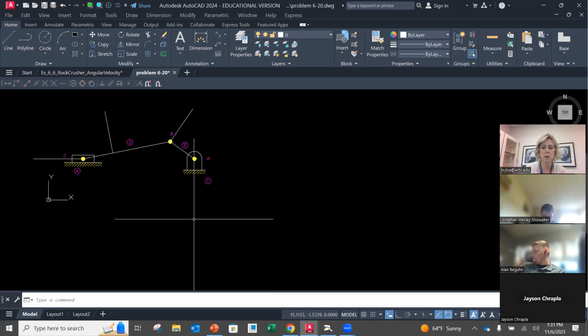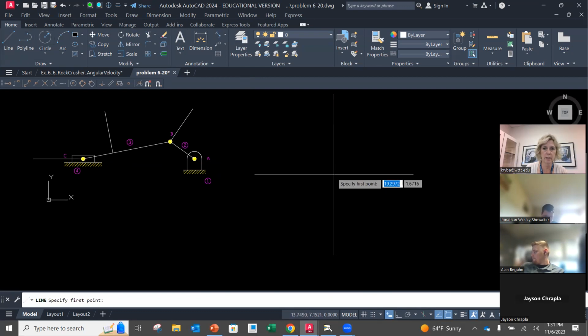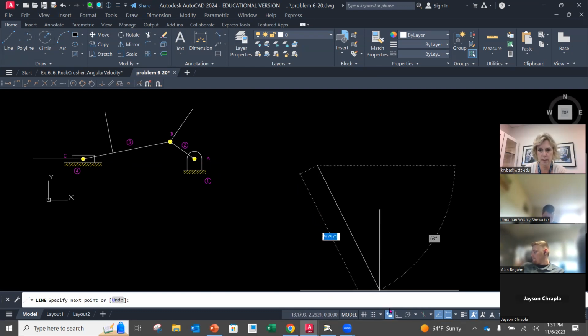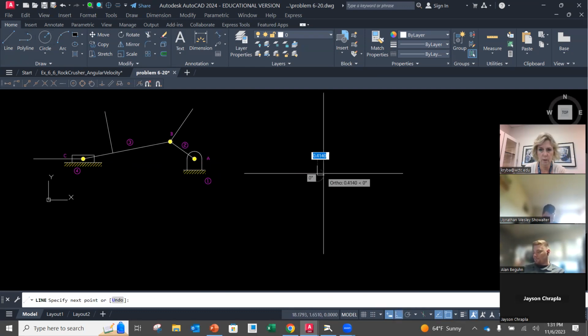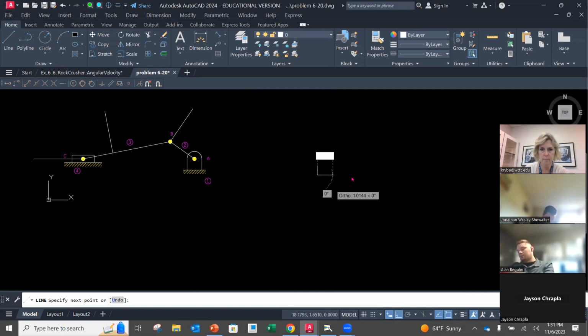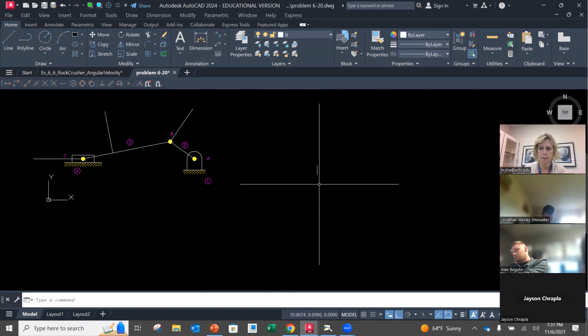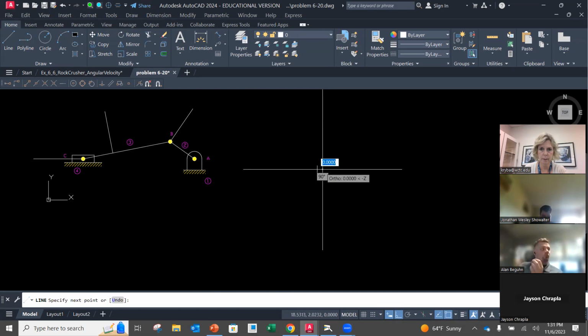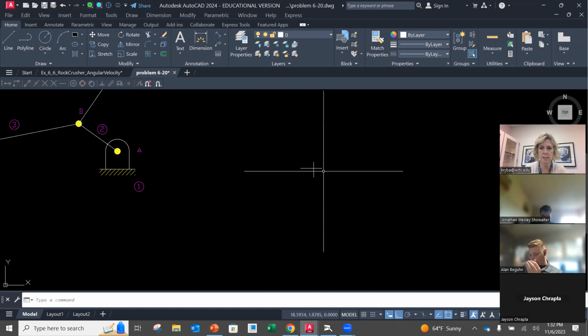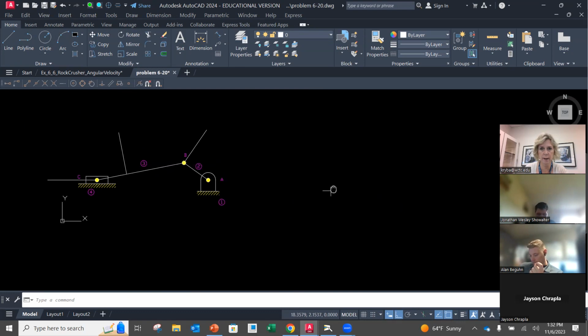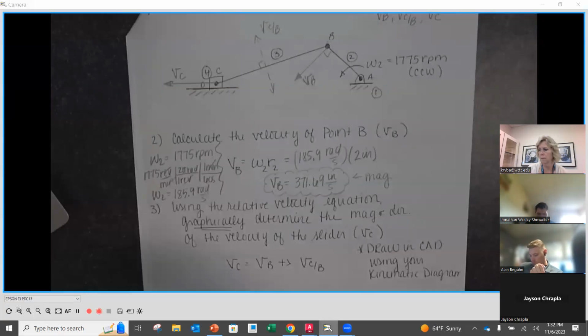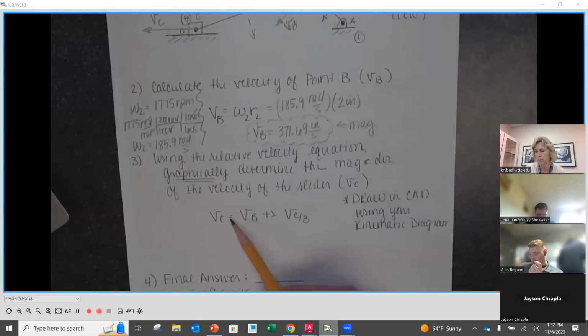Okay, so I'm going to start with an origin, just like I normally do. So I'm going to do a vertical, horizontal line, and then line. Nothing super fancy, just to signify that this is where I'm starting with my origin. Now, as we look at our vector equation, here's our origin.